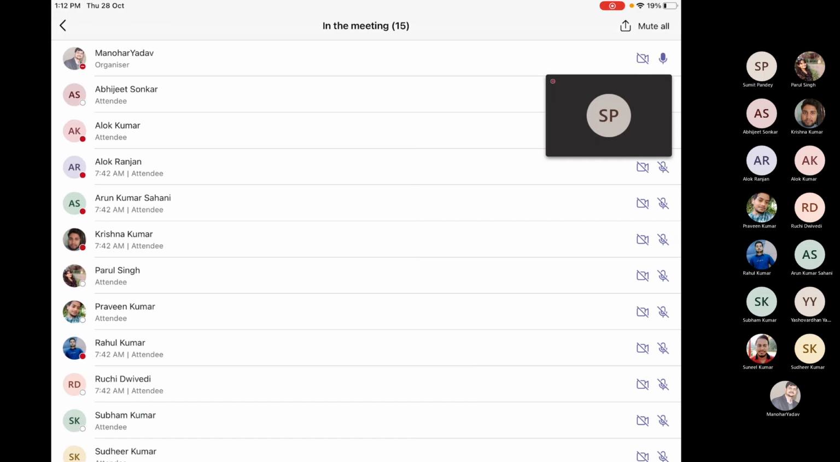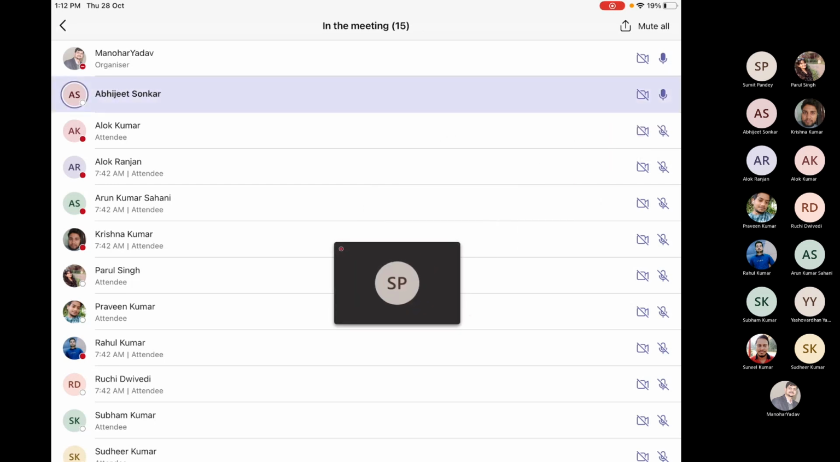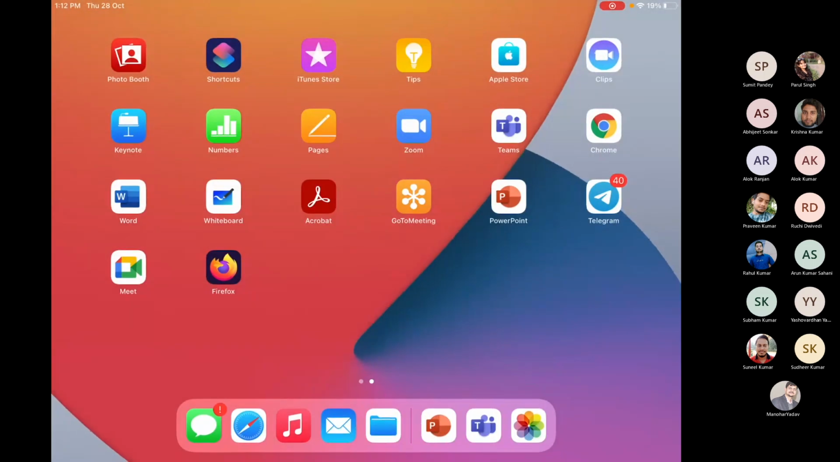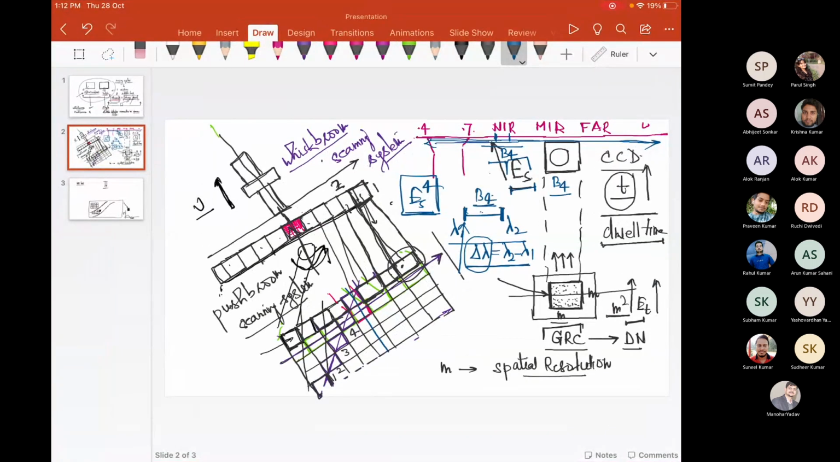Abhijit Sonkar, could you please unmute? Abhijit, yes, sir. Could you tell me, when we increase the delta lambda, that is the difference between lambda 2 minus lambda 1 here, which we can also call the bandwidth for band B4, will the magnitude of ES4 decrease or increase?